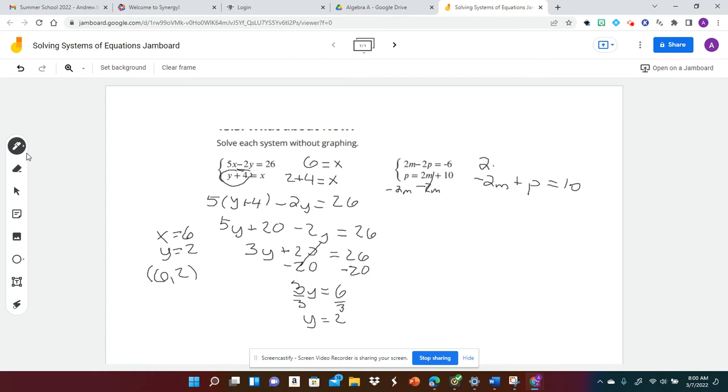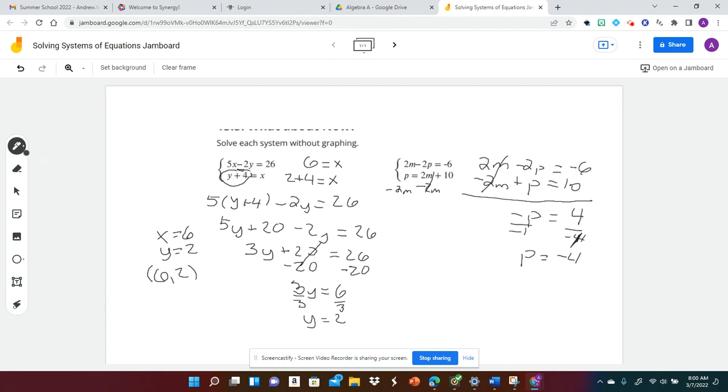And then over here, I have 2m minus 2p equals negative 6. Now, I can set this up like an equation where it adds. So 2m minus 2m, well, that makes 0. And then negative 2p plus 1p, we have negative p is equal to, well, negative 6 plus 10 is equal to positive 4. Divide both sides by negative 1. Oops, and I almost put negative 4 there. So p is equal to negative 4.